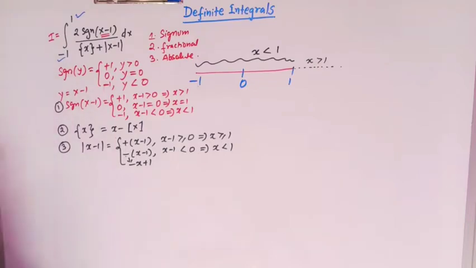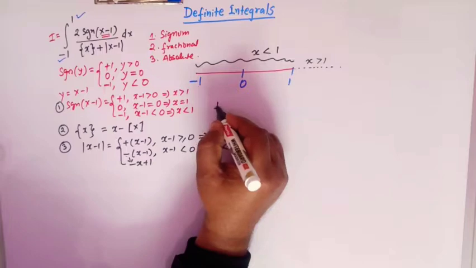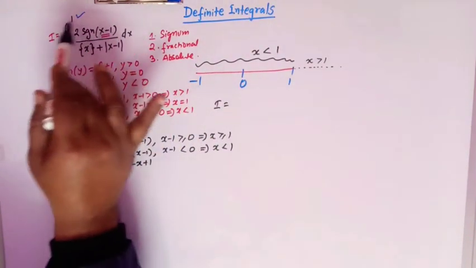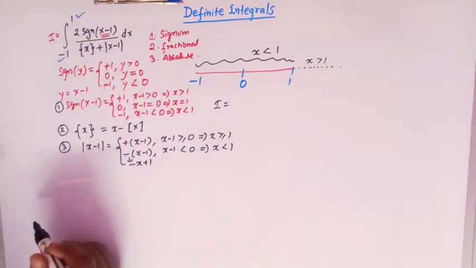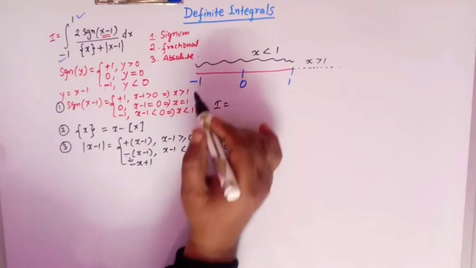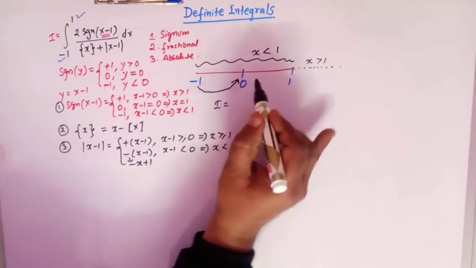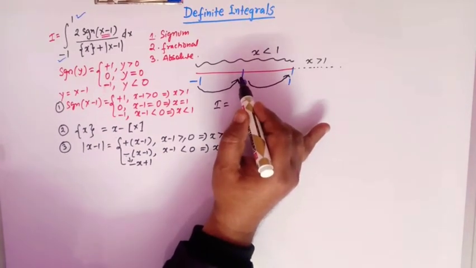Now let us take this integral I. We can break this integral as a sum of two integrals, because here we have minus 1 to 0, and then 0 to 1. So why are we breaking it at 0?